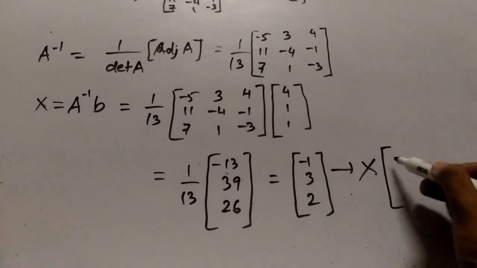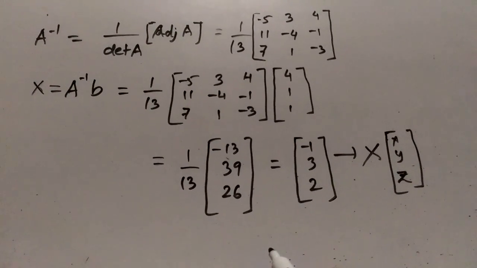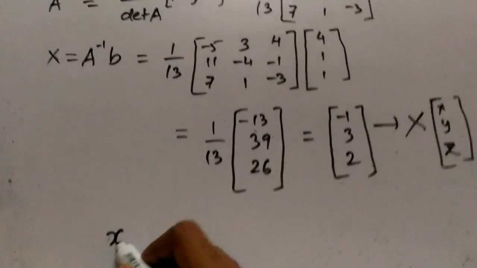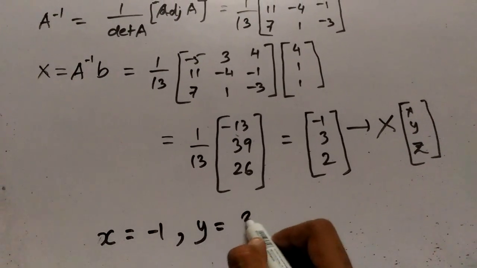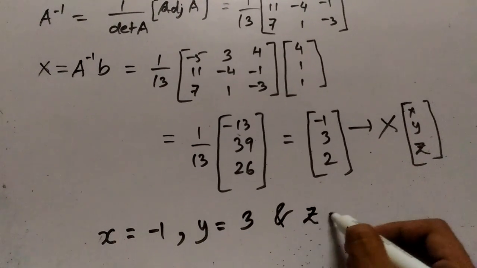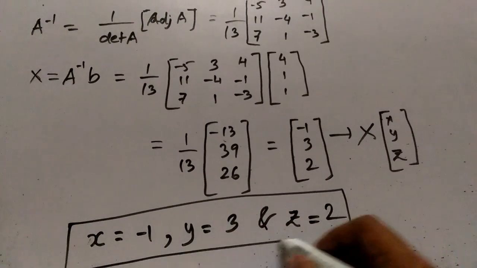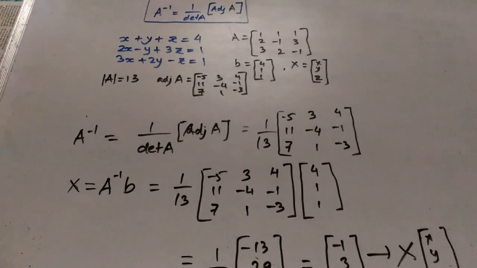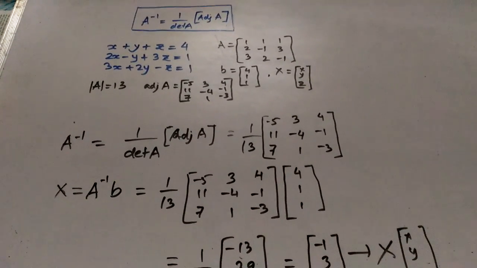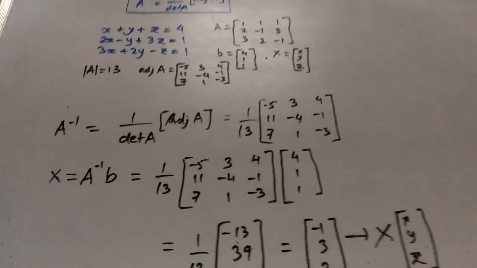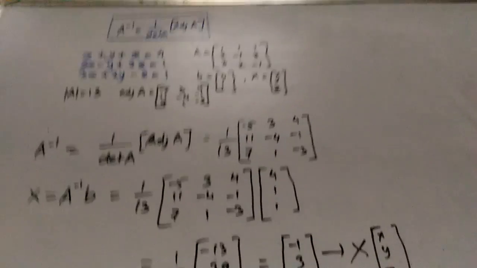That means x, y and z. So we can finally write x is equal to minus 1, y is equal to 3 and z is equal to 2. So this is our final answer to the question, that is, solve the system of linear equations using the matrix inversion method. So this was the matrix inversion method to solve the system of linear equations.